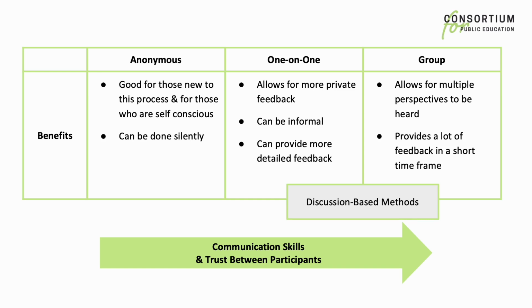So in this table, we show the 3 different ways that you can engage in feedback: anonymously, one-on-one, or in a group. You can see that the one-on-one and group methods are discussion-based. This also requires more communication skills and more trust between participants. Remember psychological safety. That is key to the discussion-based methods. When we're asking people to verbally provide feedback or to sit and listen to others as they provide feedback, we have to trust that we're not going to be attacked, that no one is going to be defensive, and that we can all have an open discussion.